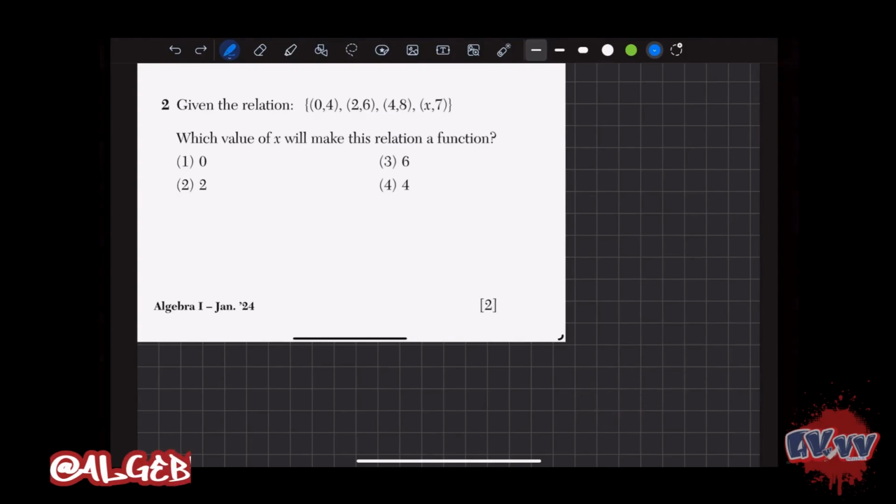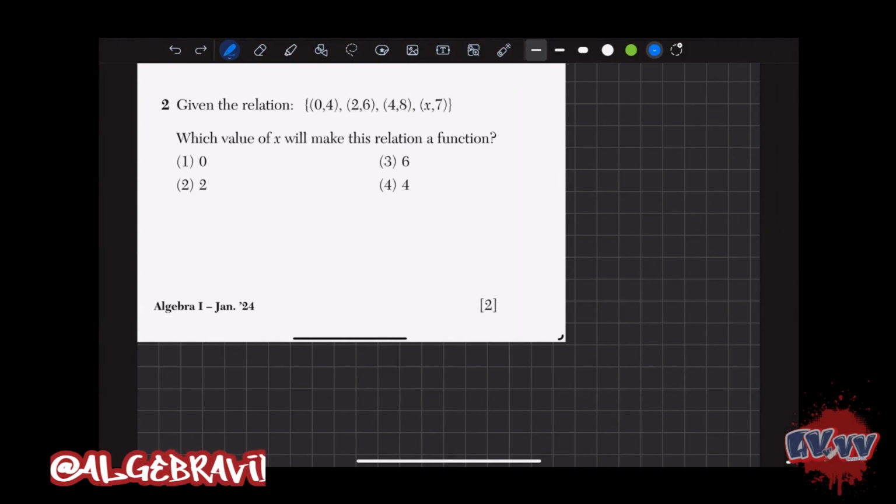Question 2. Given the relation (0, 4), (2, 6), (4, 8), and (x, 7), which value of x will make this relation a function? Now, you have to remember that for every x input, you have to have a unique y output in order for it to be a function. So when we look at our problem, we are given a couple of different pieces of information that will actually help us answer this question.